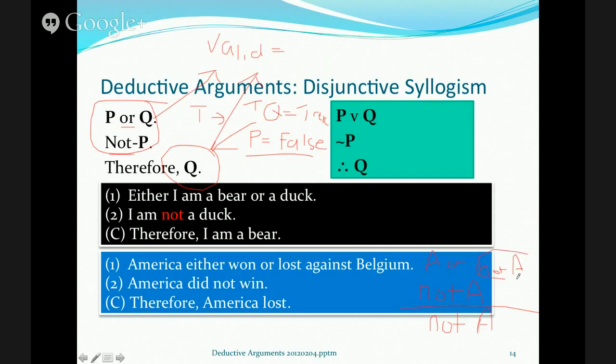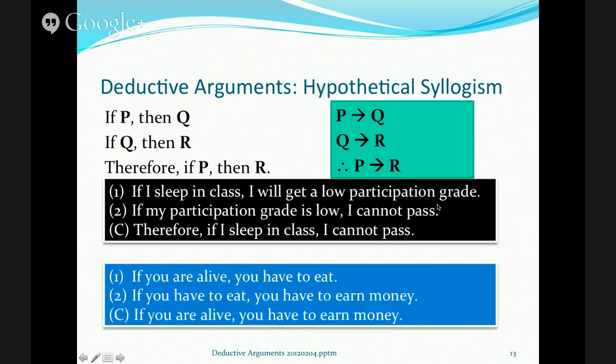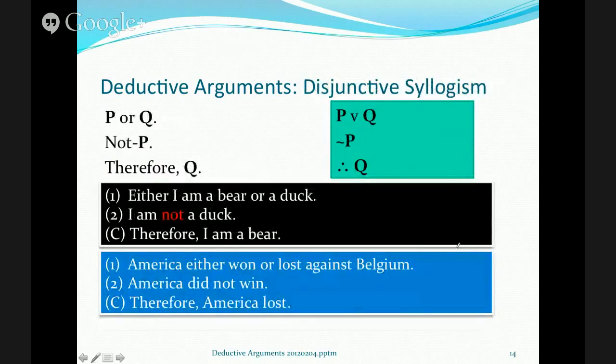So we just are selecting this, and then we are following that. If we wanted to reword it, we can reword it like this. So let me just redo this slide. So we could reword it like this. Won or lost. Not won, therefore lost. So this is exactly the same thing.